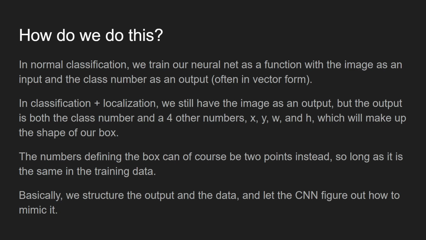You could instead do the 2-point method where you're just doing 2 diagonal points of the box. Doesn't really matter how. It's going to be able to figure that out pretty easily. As long as you add those outputs in and include those in your backpropagation, it should be able to create that box as well as classify. So that's kind of nice.